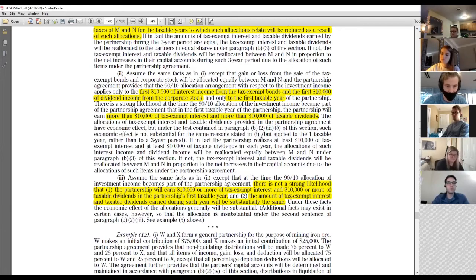Okay, questions? All right, the last substantiality test, I said there were 3, is found in the intro. Let's go back to 1.704-1(b)(2)(iii).